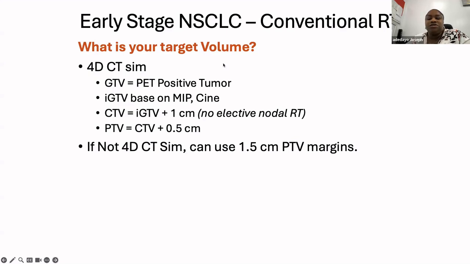When there's limited access to a PET-CT, what advice do you have to try to get as good coverage as you can in situations where there's no access or there's limited access to PET-CT imaging?